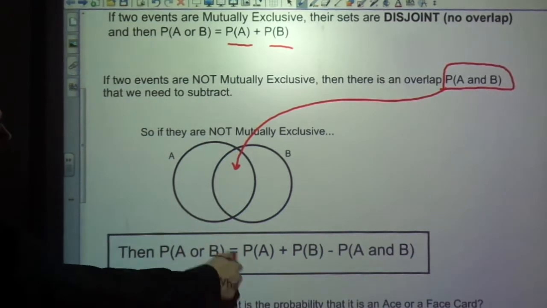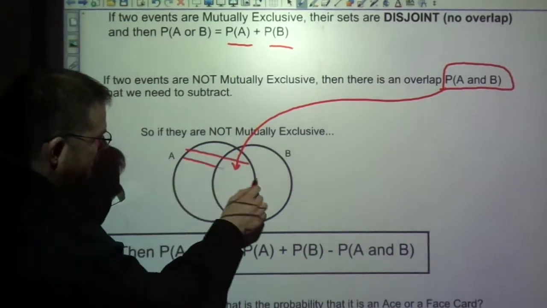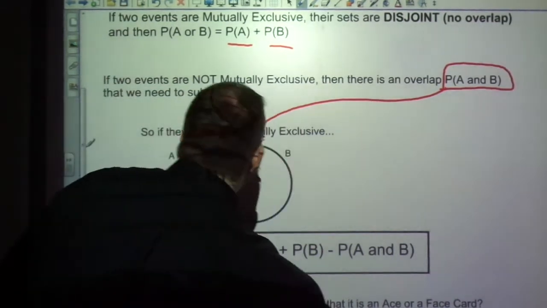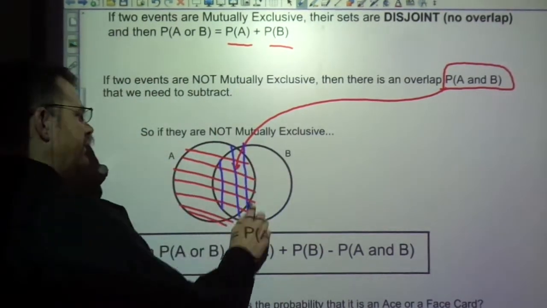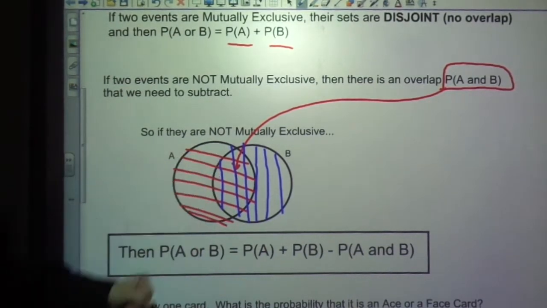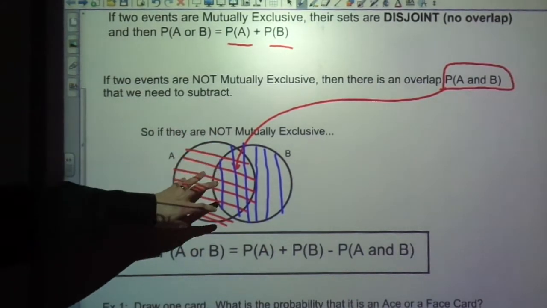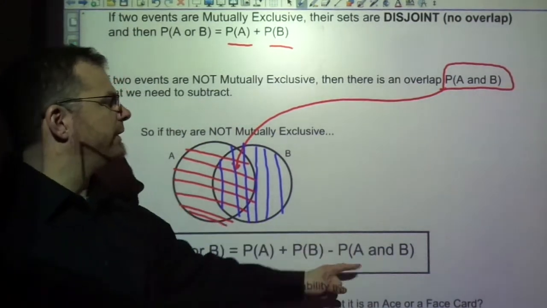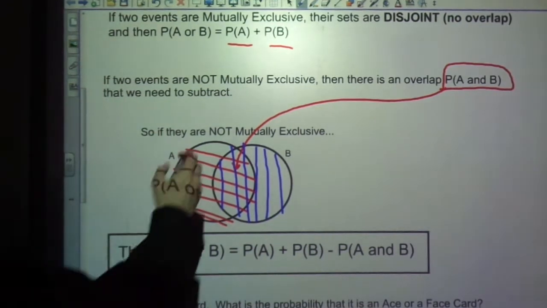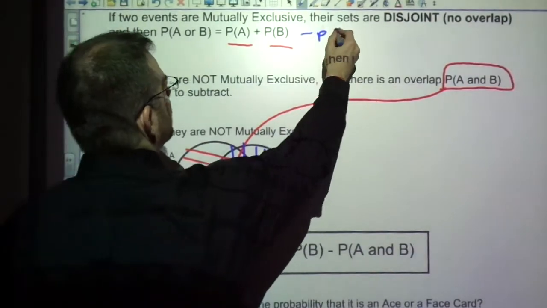Because if we take all of A, that's all of this, and we count all of that, and then we take all of B, and we count all of this, you can see there's a section here that has been double counted, this overlap. So we need to take A plus B minus the overlap if they are not mutually exclusive.